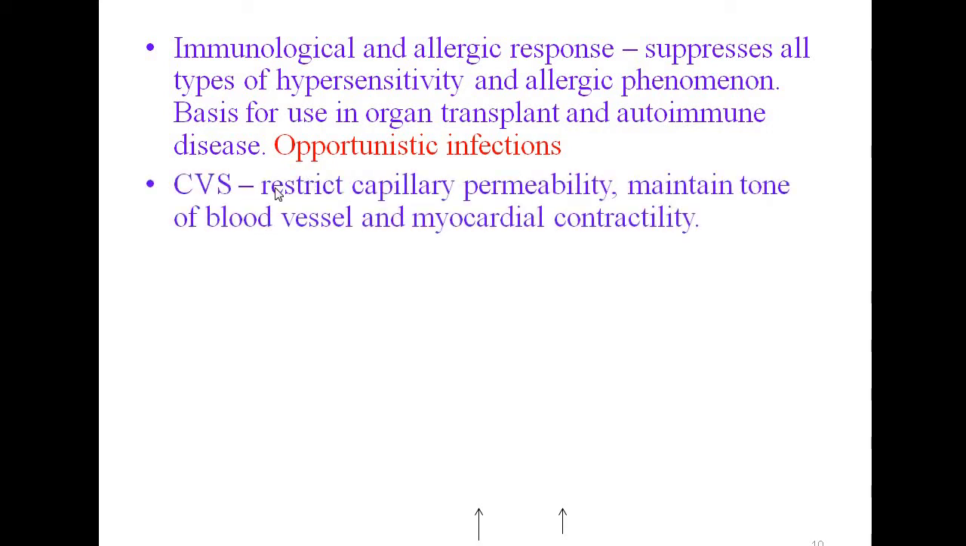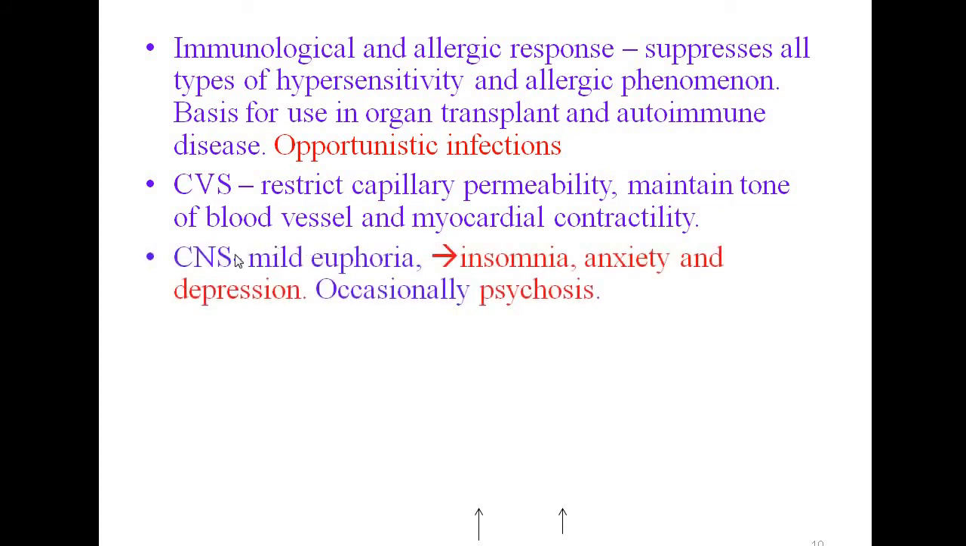On the cardiovascular system, capillary permeability is restricted, tone of blood vessels is maintained, and myocardial contractility is maintained. This is the normal function. In excess, what happens? All these get disturbed. On the CNS, in moderately high doses, there is mild euphoria. In larger doses, it can result in insomnia, anxiety, and depression, and can occasionally cause psychosis. Now these effects are seen only with large doses of corticosteroids.